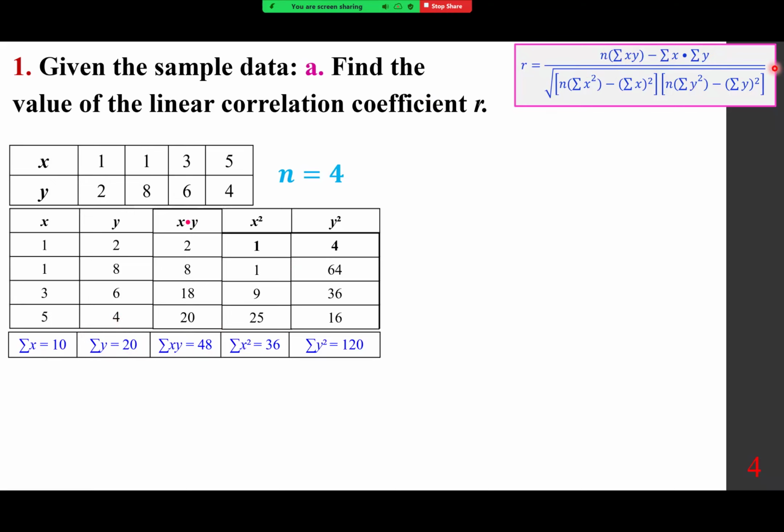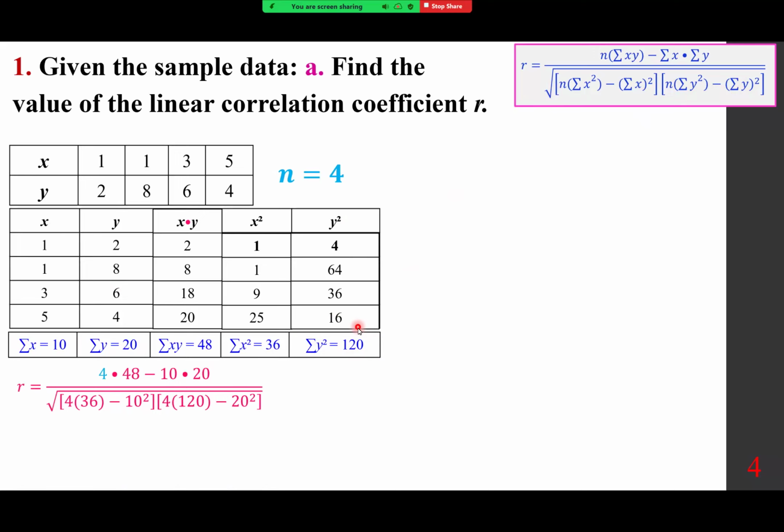Square root. N is 4, summation of x squared. Find x squared. Summation is 36. Minus summation of x quantity squared. Well, summation of x is 10 squared. And then the same thing here, we do it with the y squared. So n, which is 4, summation of y squared, that means this number times this one, minus summation of y is 20 squared. So please understand this formula step by step using what we did with this table.